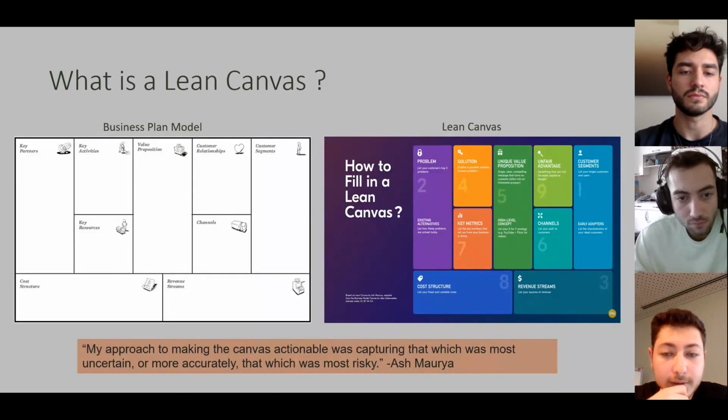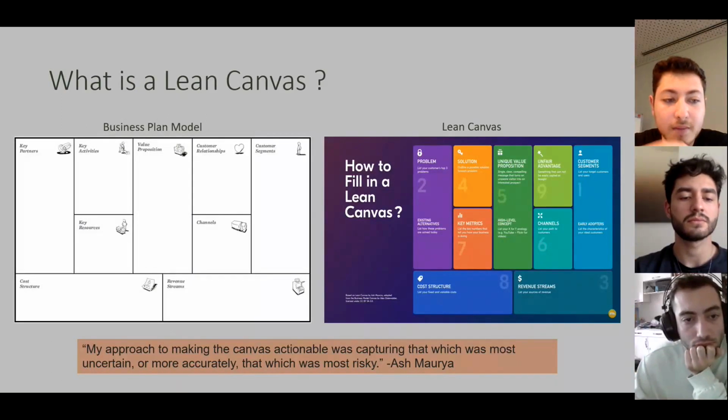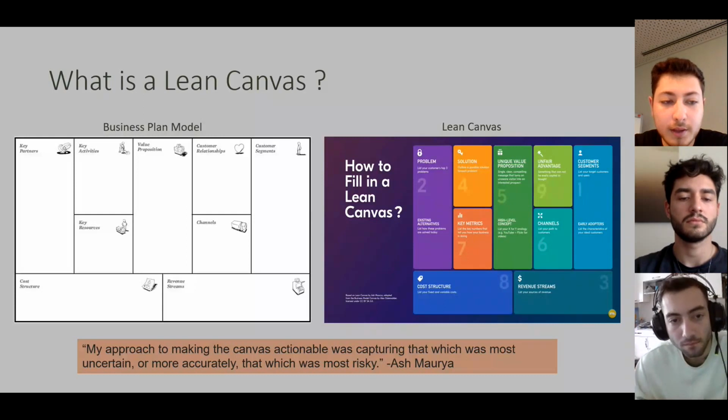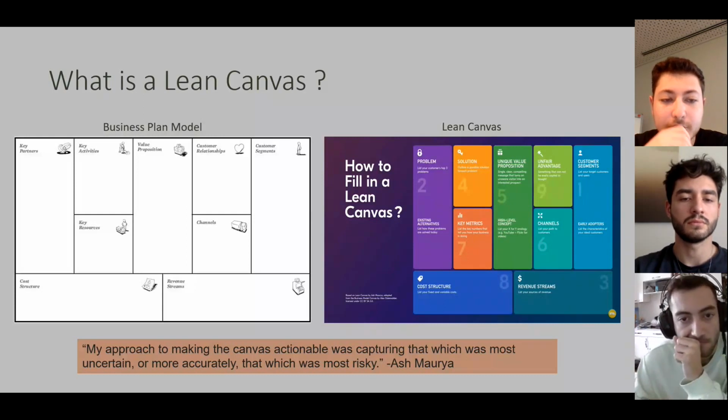What is a Lean Canvas? Basically, Lean Canvas is a one-page business model tool created by Ash Maurya that helps you deconstruct your idea into its key and most risky assumptions. It replaces detailed business plans with a single-page business model. Lean Canvas can often be confused with the business plan model, but there are some differences.